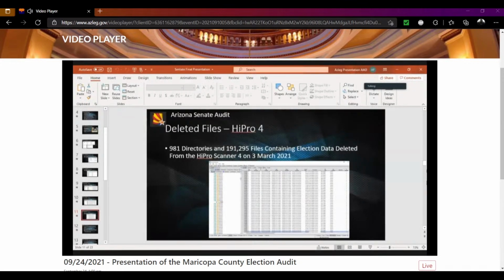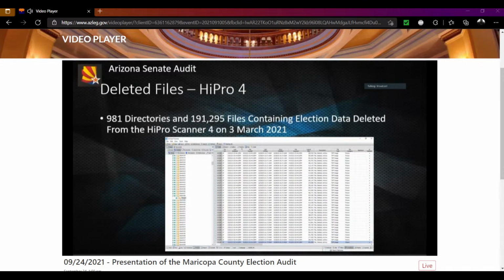And on High-Pro 4, you see the same high volume of deletions on the 3rd of March. Now, once again, this may be part of a normal process with how they handle votes, but the timing of this becomes a bit suspect, as well as the fact that we didn't see these deletions on High-Pro number 2. And once again, I don't have a chain of custody for what happened to these votes after they were deleted. It may be a plausible explanation. I simply don't know at this point.